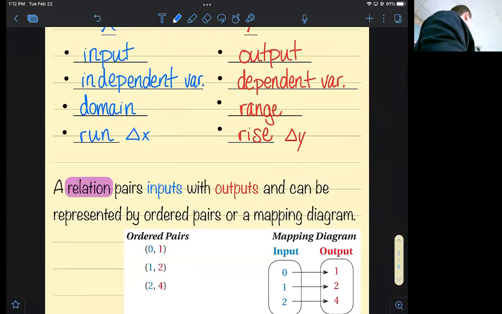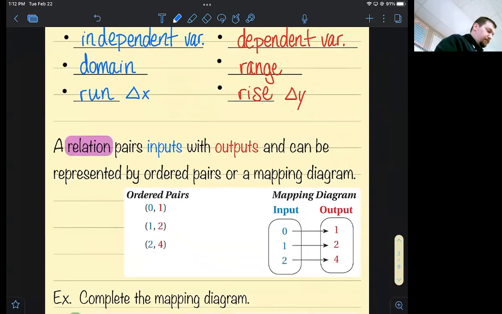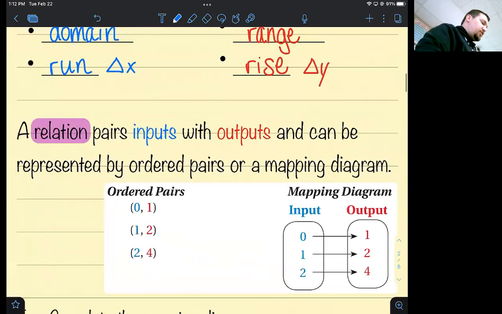All right, so our next vocab word is relation. A relation pairs inputs with outputs and can be represented by ordered pairs or by a mapping diagram. So a relation is a group of ordered pairs.